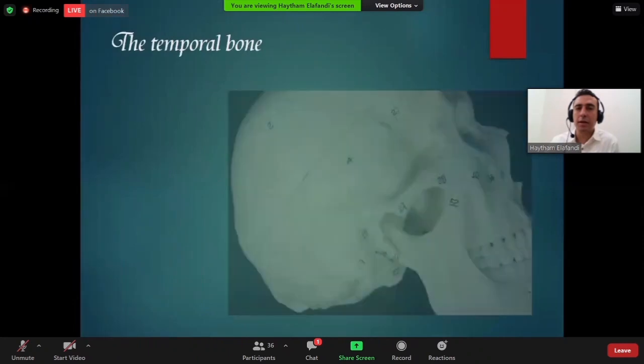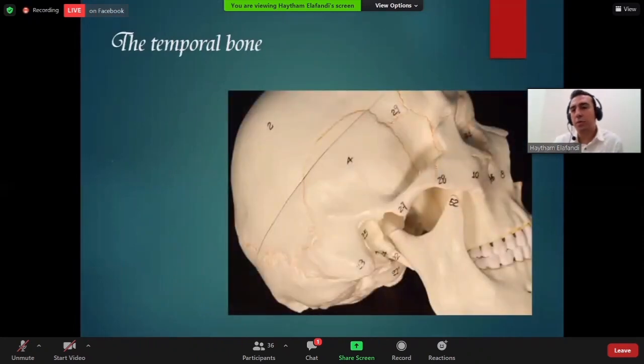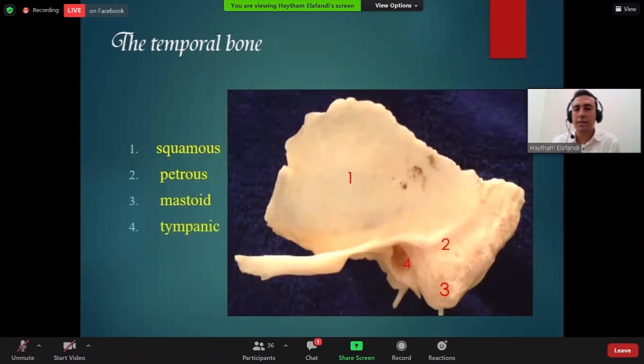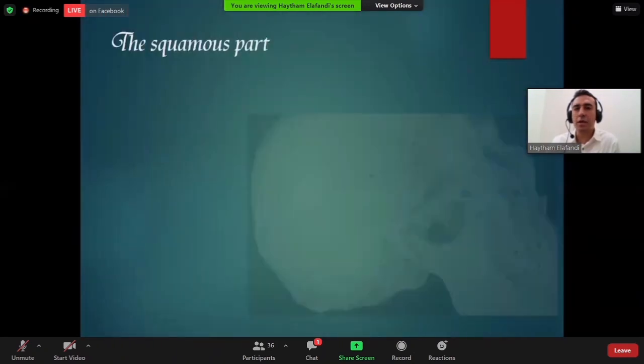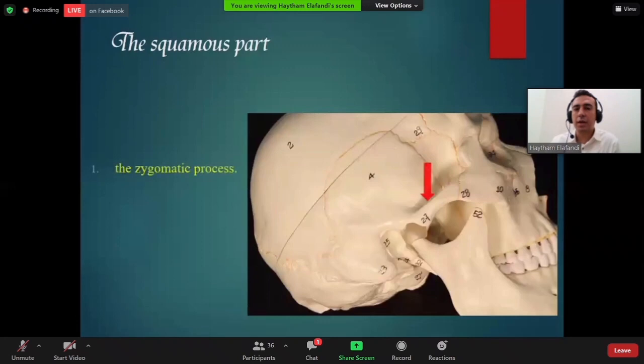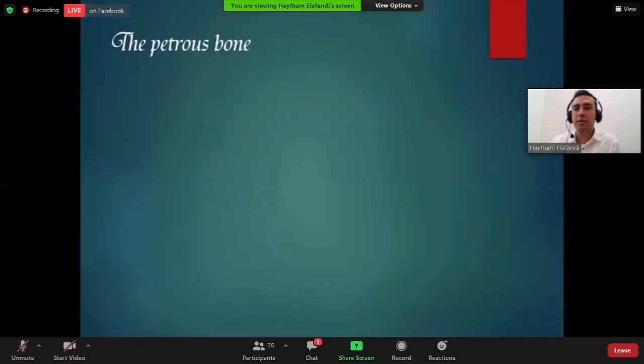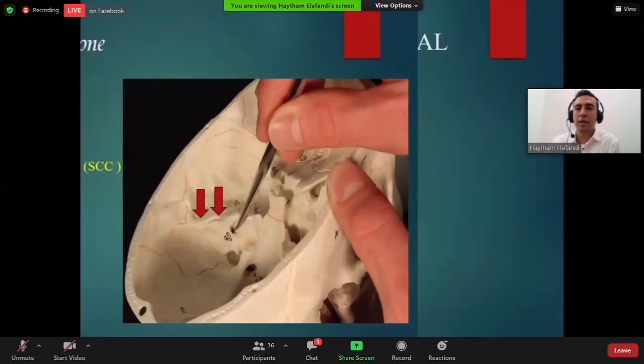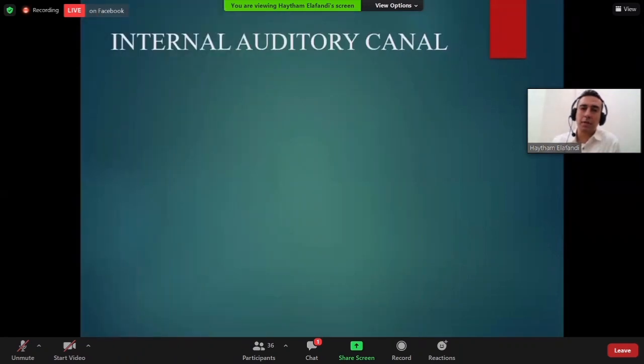It's a bony canal. Here is a quick reminder of the temporal bone. Here is the skull from lateral view, and here is the temporal bone with its 4 parts: squamous, petrous, mastoid, and tympanic. Here is the squamous part and the zygomatic process, the temporalis muscle insertion, and here is the petrous part from inside. We have the arcuate eminence and the cavum trigeminale. Okay, let's go back to the facial nerve.